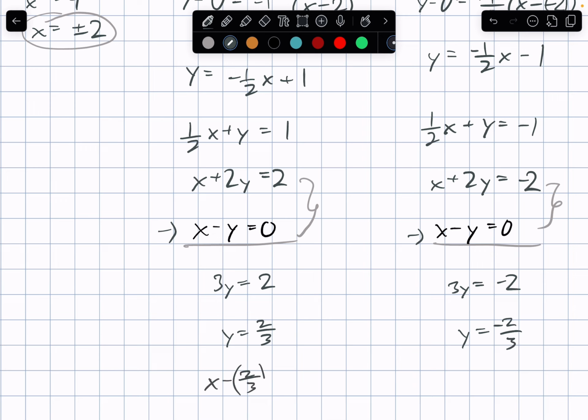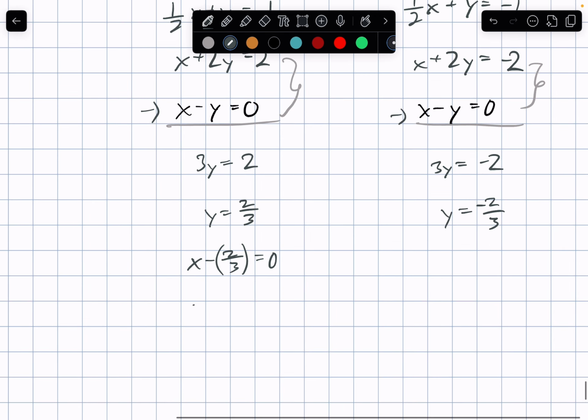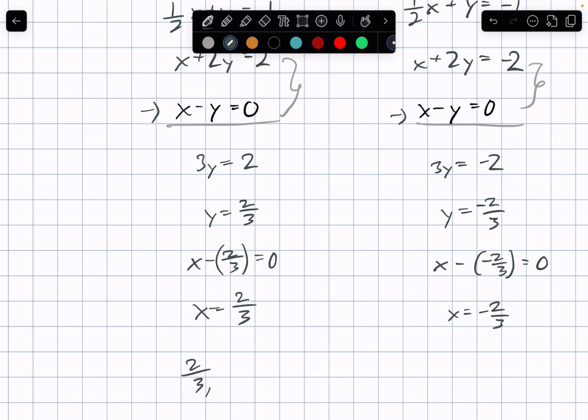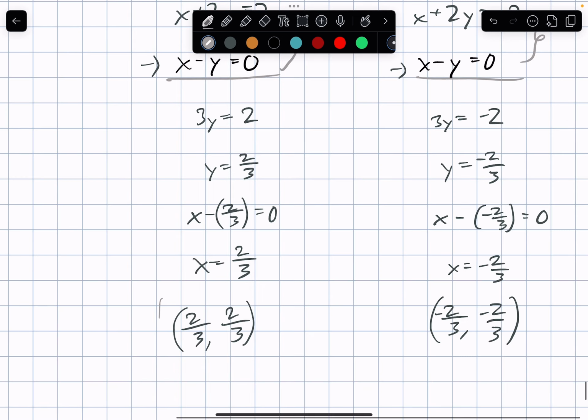x minus 2/3 equal to 0. x is therefore equal to 2/3. x minus -2/3 equal to 0. That's going to be positive. When you move it to the left, it's going to be a negative. So summary, 2/3 and 2/3, -2/3 and -2/3. So these are the points of intersection.